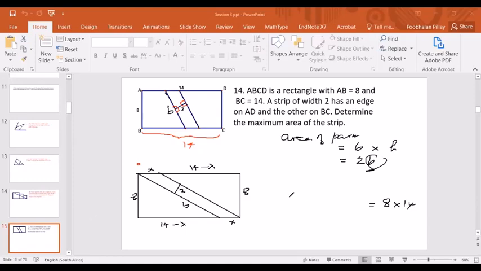So what is the area? We need to work out the area of this triangle. It's a half times 8 times 14 minus x. So you've got that area. But if you look at this, it's exactly the same area, so you're going to add those two, which means multiplying that by 2. And then to that, you're going to add the area of the strip, which is the area of a parallelogram, and that's 2b.